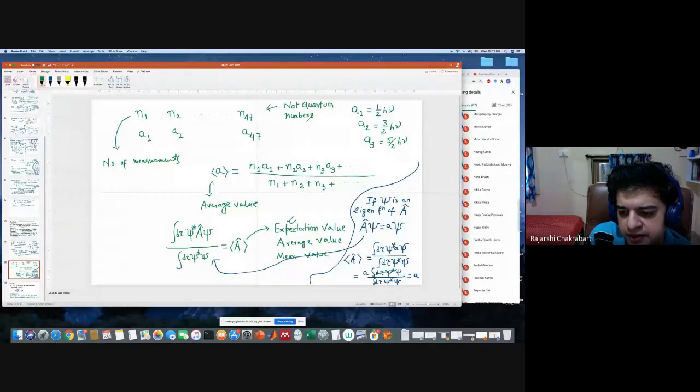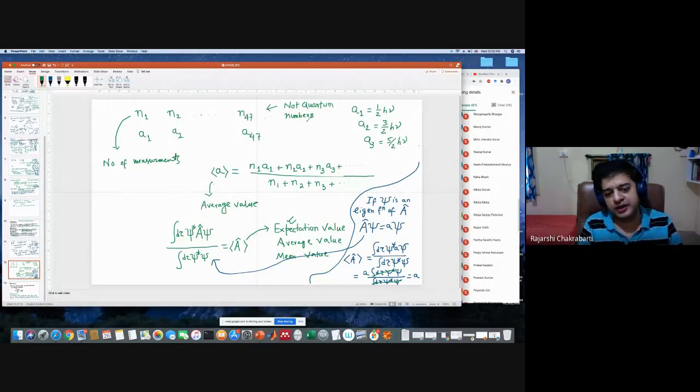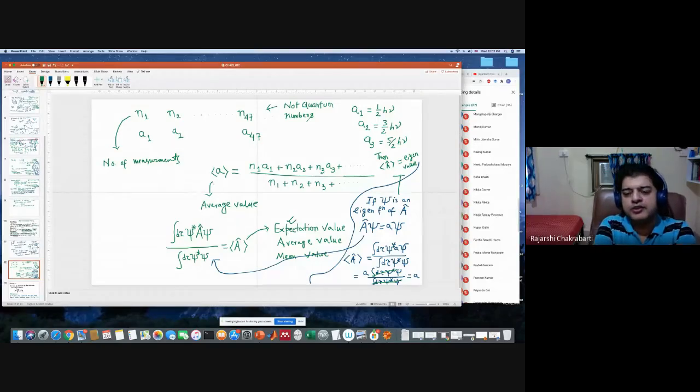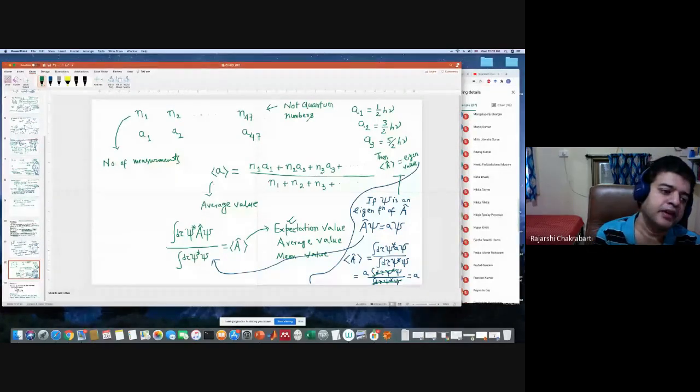Basically, if your psi is an eigenfunction of A, then the eigenvalue and the expectation value are the same. The expectation value is equal to the eigenvalue. And we will see it is not always the case.